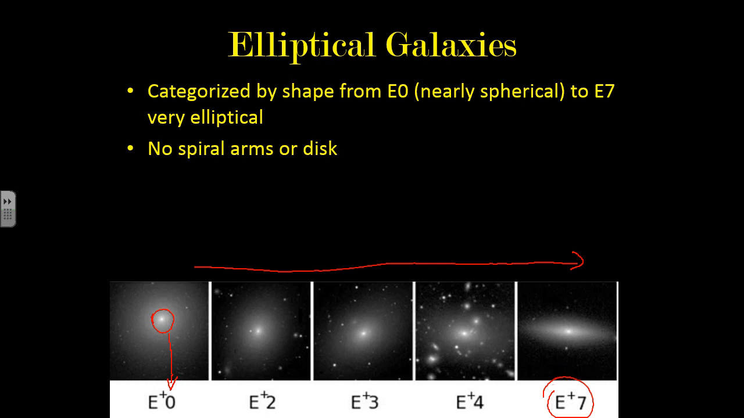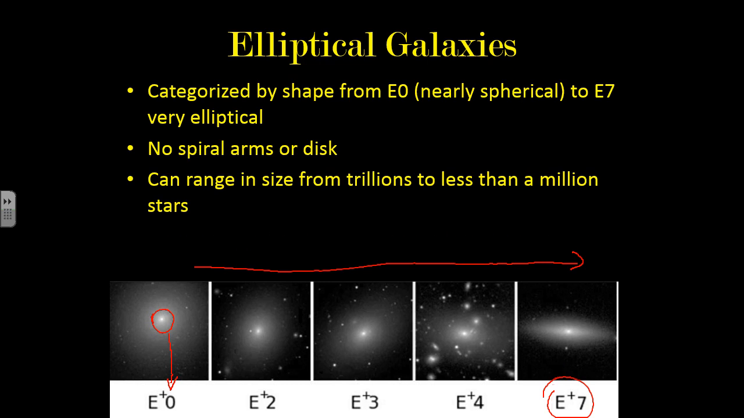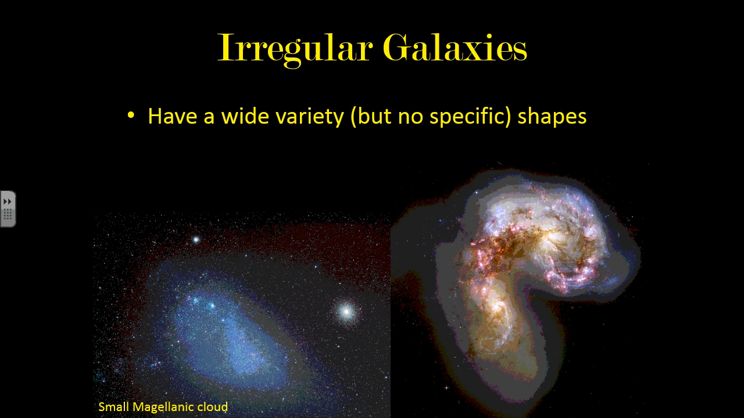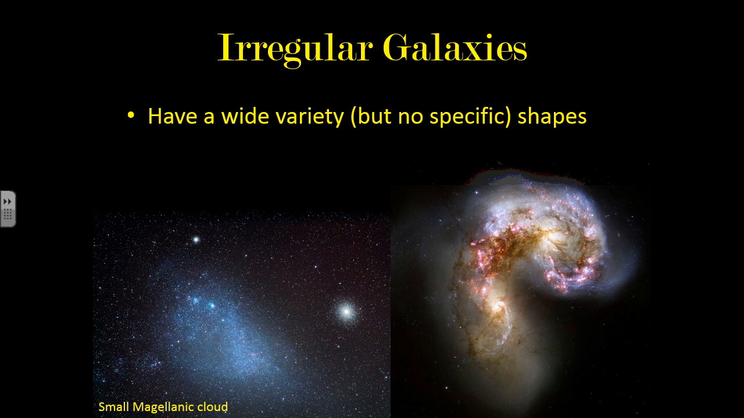These are different from the others because obviously you can see in these images they have no spiral arms, they have no disk, they're just a tightly compacted area of many, many stars. One of the things to understand about them is they contain very little cool gas or dust. And if that's the case, then that means they have little star formation and not very many new stars. They're older stars.